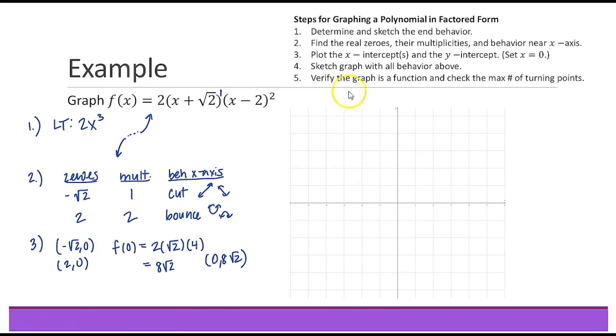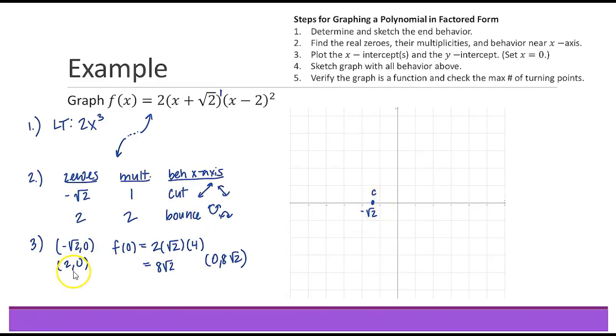All right, so let's start by plotting those values. So we have negative radical 2, and that's a little bit more negative than negative 1. So I'm going to plot it right here, negative radical 2. And one of the things I like to do is remind myself what's going to happen there. So I'm going to cut the x-axis there. So what I'm going to do is put a little c to remind myself what's going to happen there. I'm going to cut there.